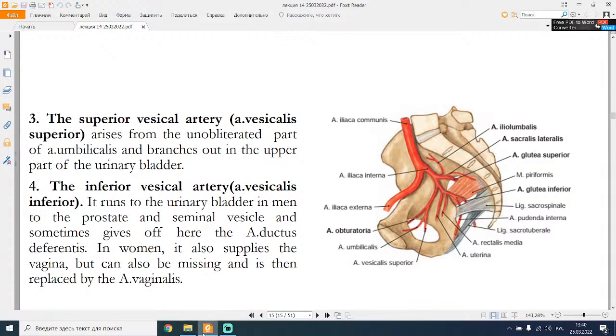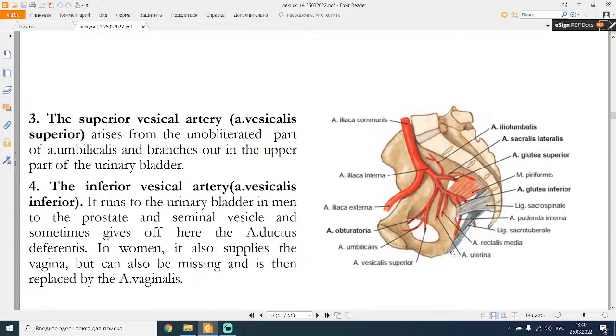Next branches the superior vesical artery, arteria vesicalis superior. It arises from the unobliterated part of the arteria umbilicalis and branches out in the upper part of the urinary bladder.